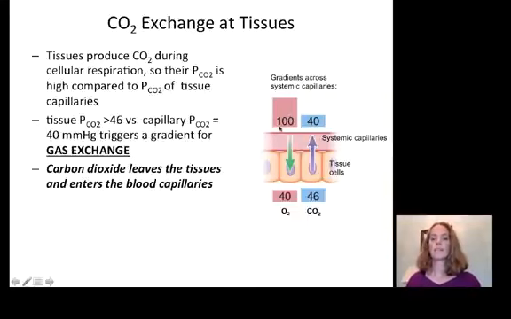So let's zoom in on this and just look at CO2. I think it's actually easier if we start at the source of the CO2. So if we look down at the tissues, tissues are producing carbon dioxide at a partial pressure of around 46. The systemic capillaries coming in are going to then have a partial pressure of 40, such that the CO2 moves from the tissues into the systemic capillaries. It will then equilibrate 46 to 40, and the systemic capillaries leaving the tissues are going to have a PCO2 of 46.